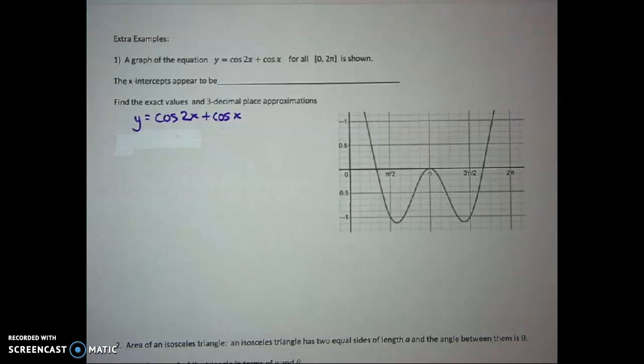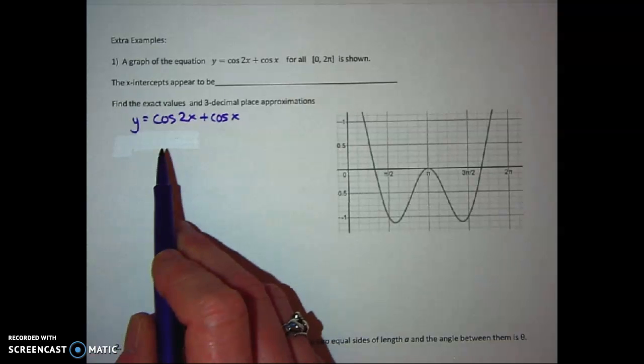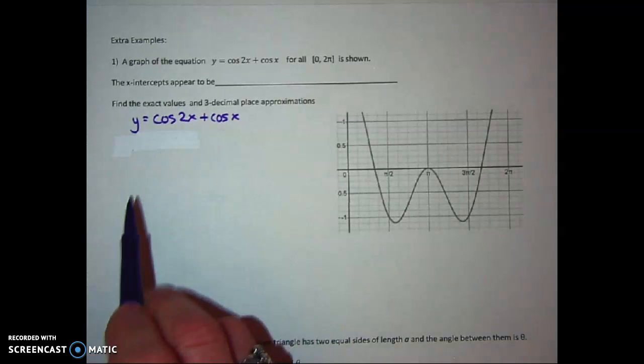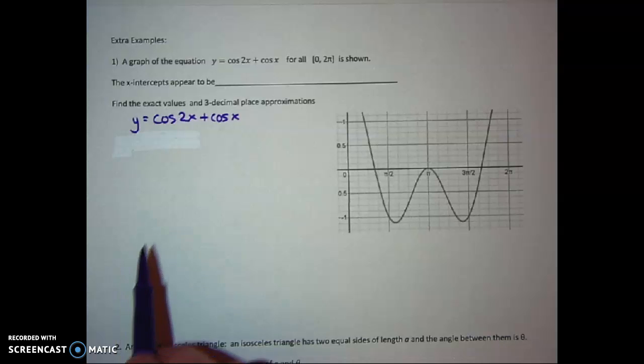I'd like you to pause the video and write down what you think the solutions are going to be for the x-intercepts of that graph. And now we need to find the exact values and then 3 decimal place approximations. So I know that my 3 choices to rewrite the cosine of 2x is going to be either with the cosine squared or the sine squared and the cosine squared.